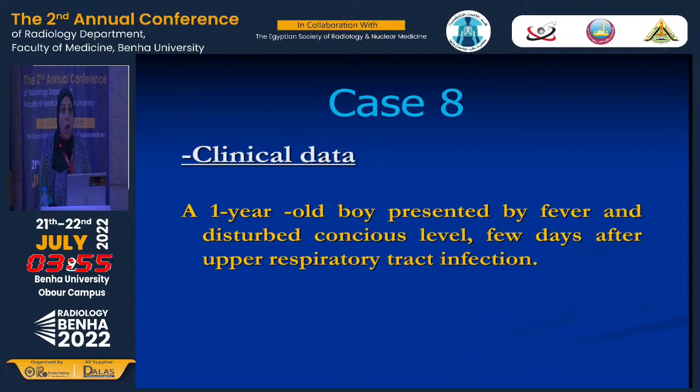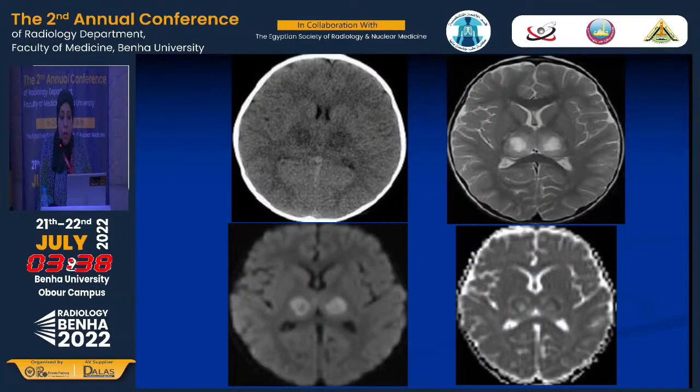Case 8 is for a 1-year-old boy with fever and disturbed conscious level, a few days after an upper respiratory tract infection. The clinical data here is very important for the neurological deterioration after an upper respiratory tract infection, particularly if it is viral. In a viral infection in a child or an adult, you have to look carefully at the thalami. Here, the thalami on CT show bilateral symmetric hypodensity, and there is bilateral symmetric hyperintensity on T2 with corresponding diffusion restriction.